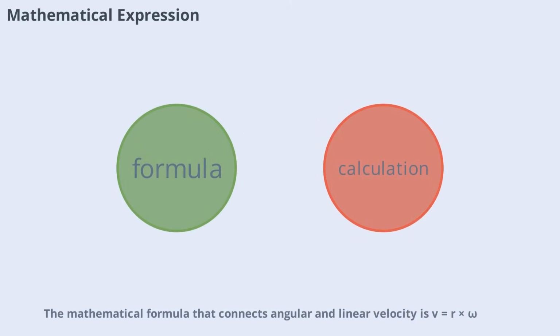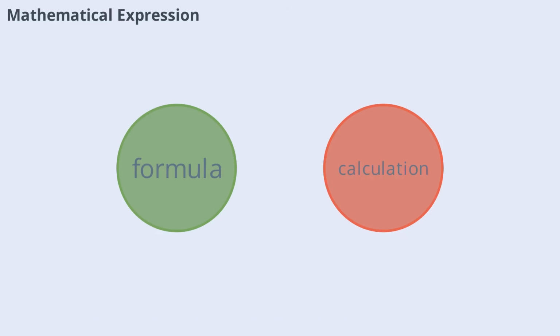The mathematical formula that connects angular and linear velocity is v equals r times omega. Here v stands for linear velocity, r is the radius, and omega represents angular velocity. This simple yet powerful equation allows us to calculate how fast a point on a rotating object is moving in a straight line, given its distance from the axis and how quickly it's rotating. This formula is widely used in biomechanics to analyze human motion.